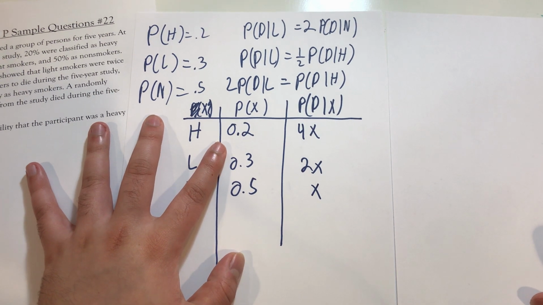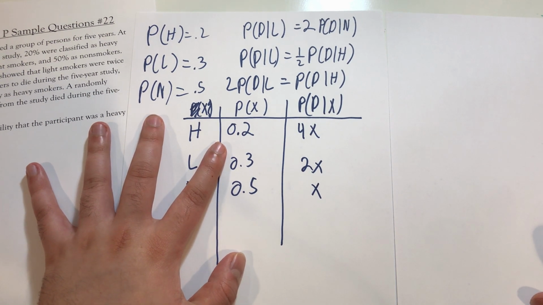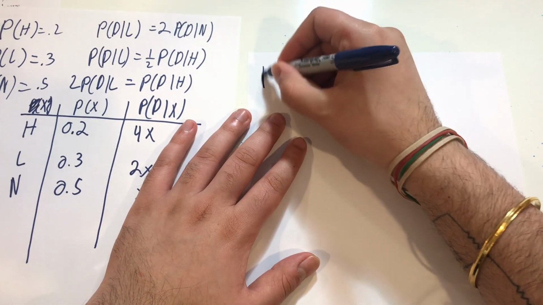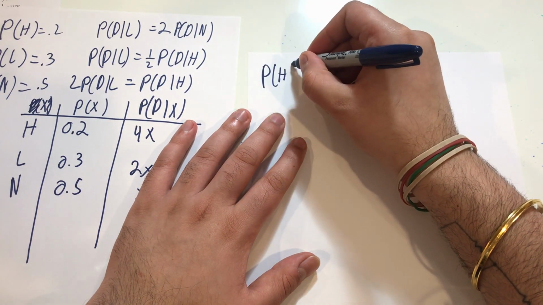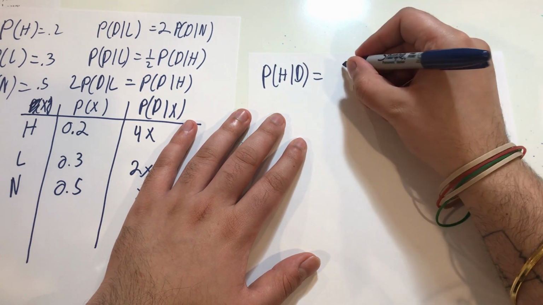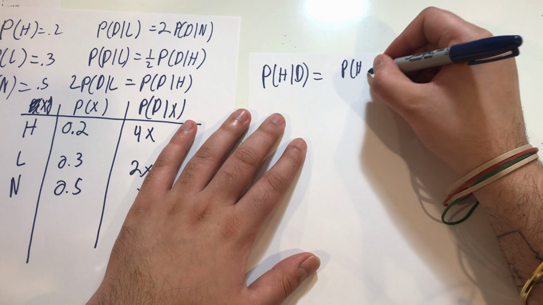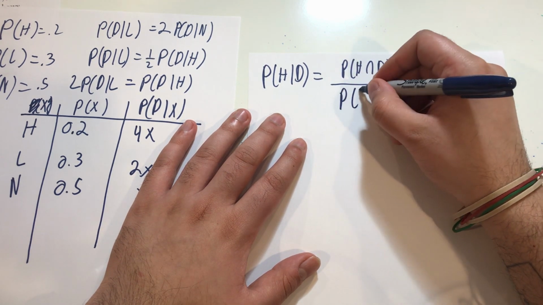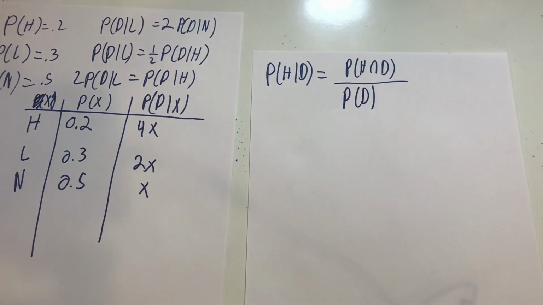A participant from the study died. Calculate the probability that they were a heavy smoker. So the probability of being a heavy smoker given that someone died is equal to the probability of being a heavy smoker and dying over just the total probability of dying.